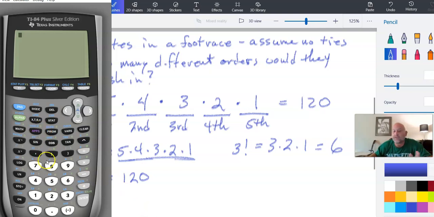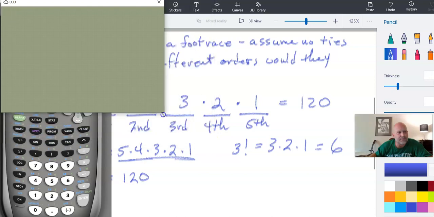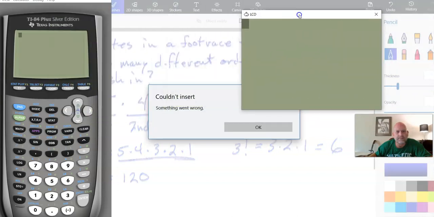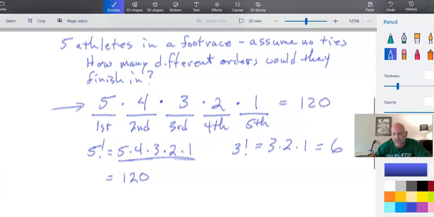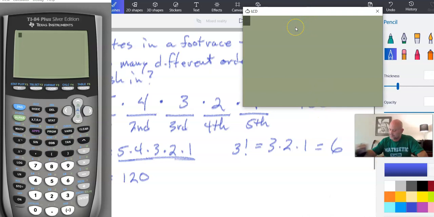Okay, so if we want to punch in 5 factorial, and actually, let's do this so you can see it a little bit better. I'm going to shrink that down just a hair. There we go. Now, here's how you find it. So you start out with the 5. Okay, now this is for a TI-84. Most of the TI graphing calculators do the same thing. So this should match up if you have a TI graphing calculator.